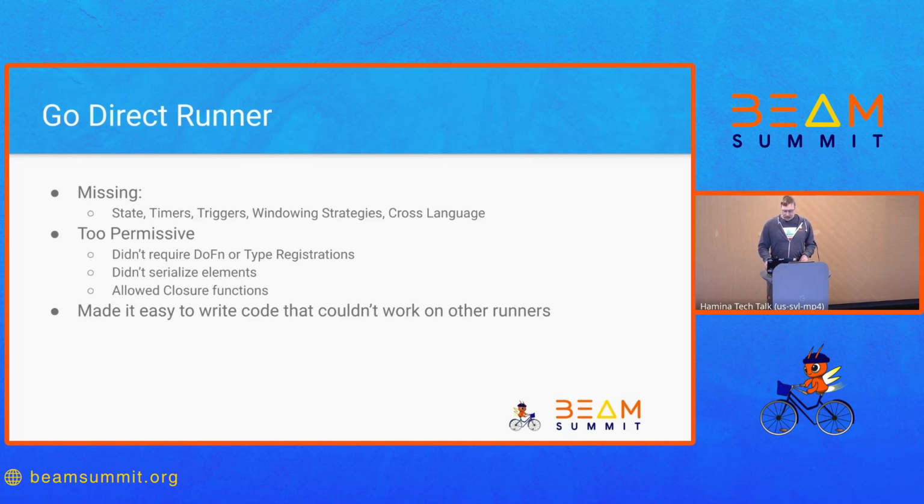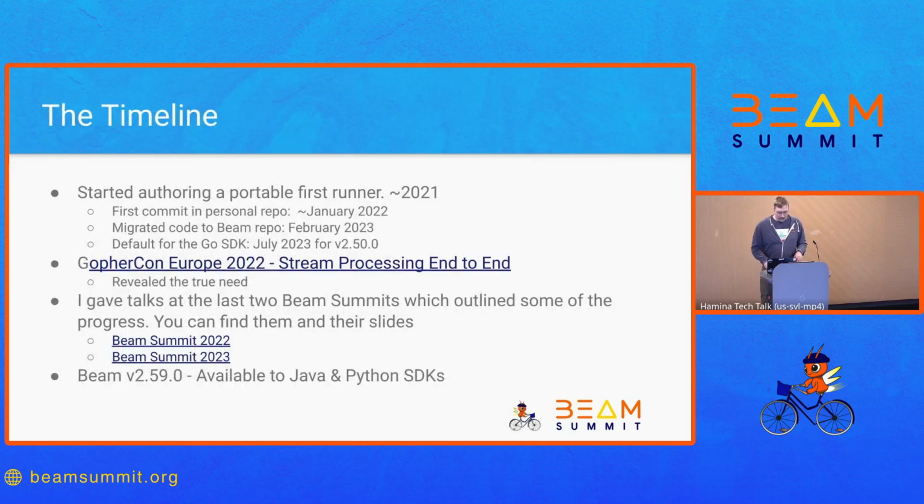Eventually, I decided I had had enough of that. So around late 2021, I started iterating on what a portable version of the Go Direct Runner would look like. It was using the Beam Portable APIs, because that would avoid some of those category problems, in terms of you could write a pipeline that would then not work on Dataflow or similar. And as a member of the Dataflow team, that is kind of a big concern. I started iterating this as a personal project.